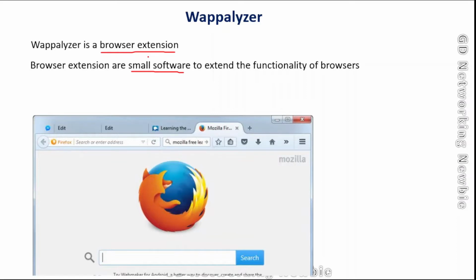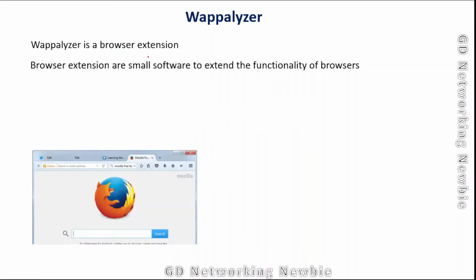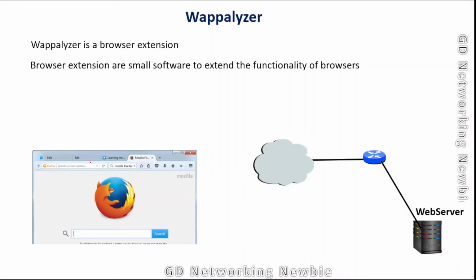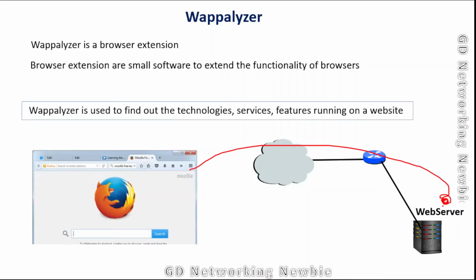So in our case with Wappalyzer, let's say we open our browser and write some URL or some website here, then this request actually goes to some web server. And on this web server, there can be different technologies working. There can be some services and features running on that website. That information will be displayed with the help of Wappalyzer.